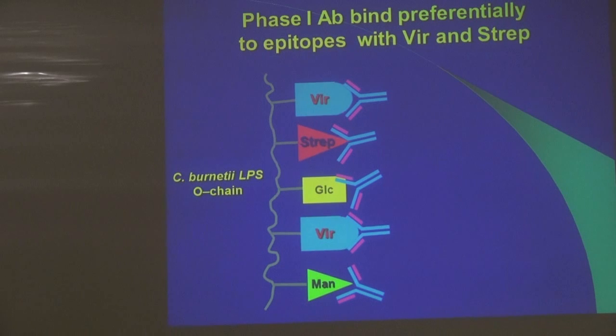So we found in this case, when we selectively remove those two sugars, virenose and dihydroxystreptose, for this specific chain, the serological activity has dropped considerably. So we were able to show in this way that the sugars are really involved in phase 1 antibody binding.